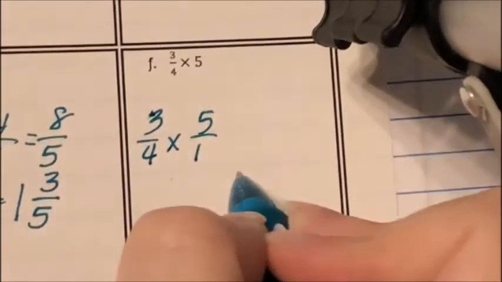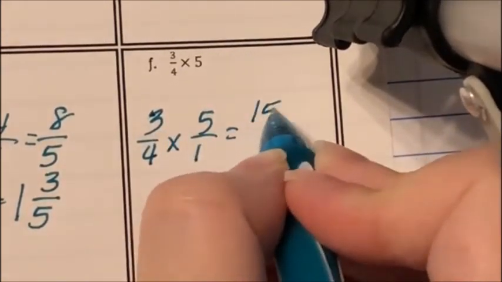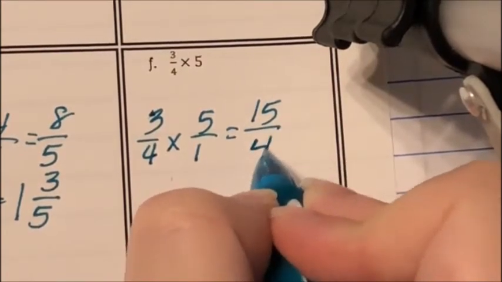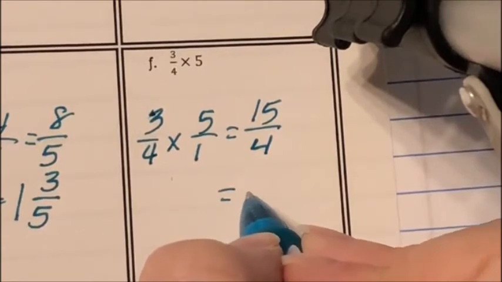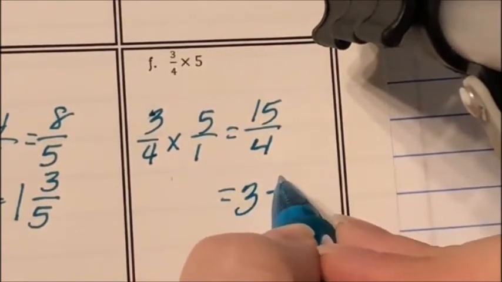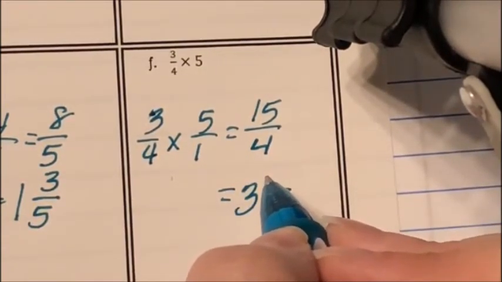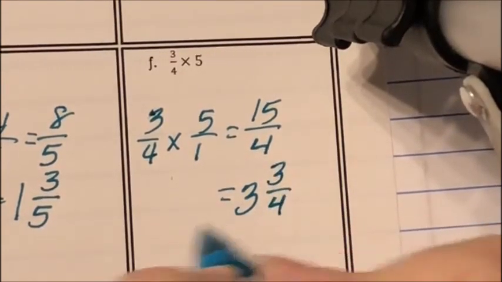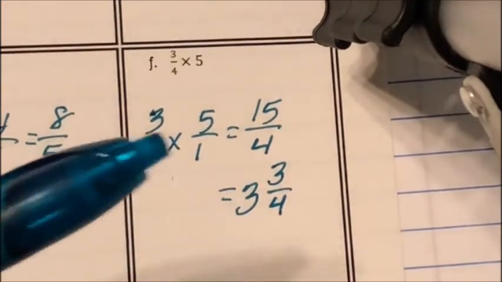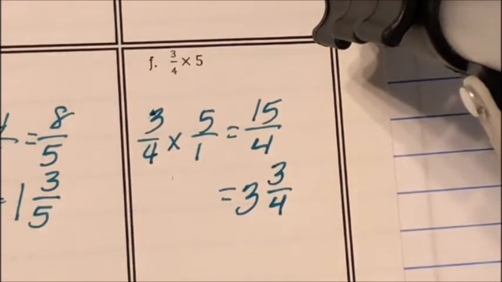And for letter F, I have 3/4 times 5. So I have 3/4 times 5 over 1. 3 times 5 is 15, 4 times 1 is 4. 4 goes into 15 3 times, and then I have 3 left over, with the denominator of 4. So 15/4 or 3 and 3/4. And that is the end of lesson 2.